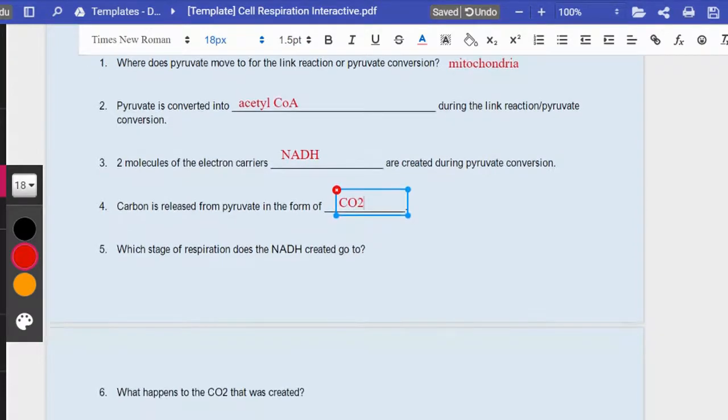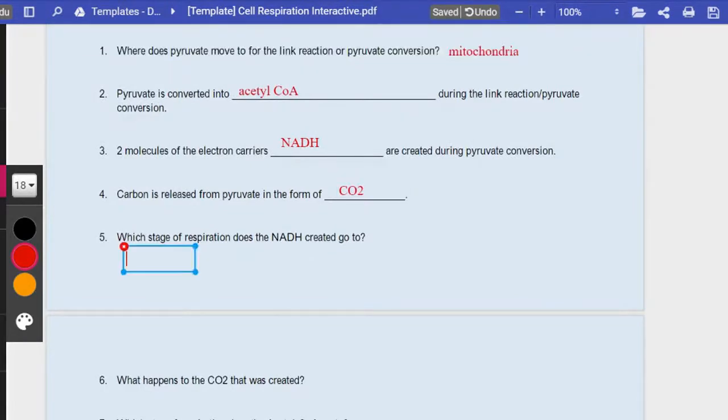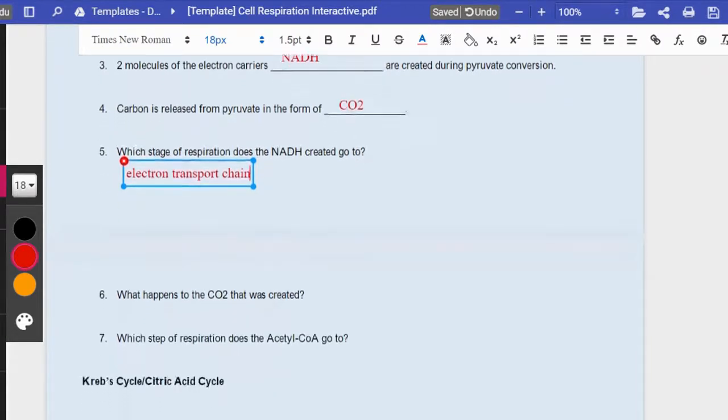Which stage of respiration does the NADH created go to? Well, which stage is going to need electrons? Because remember, NADH carries electrons. So where are they going to be needed? Obviously, it's going to be needed in the electron transport chain, the fourth and final step in cellular respiration. Because without electrons, it's just going to be a transport chain. You got to have electrons for it to be an electron transport chain.